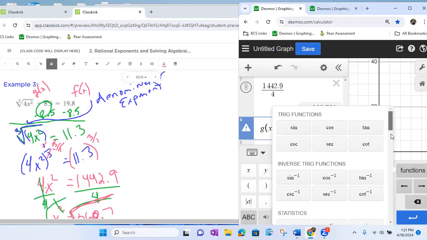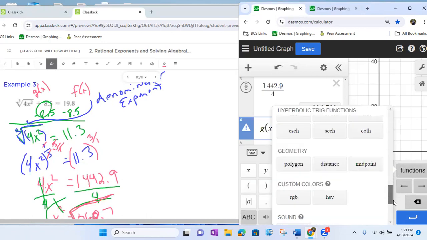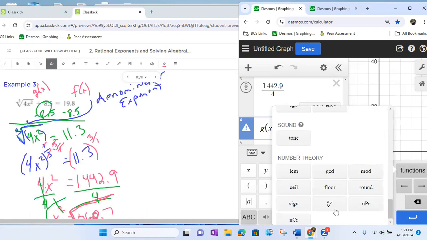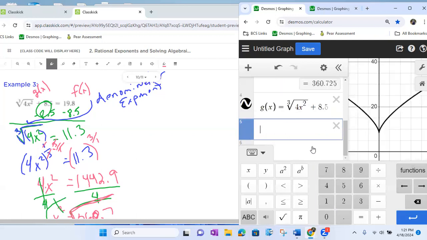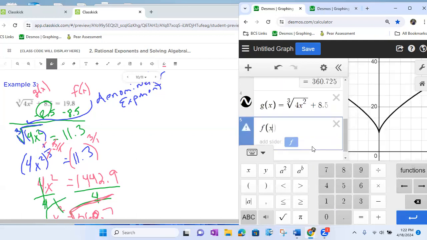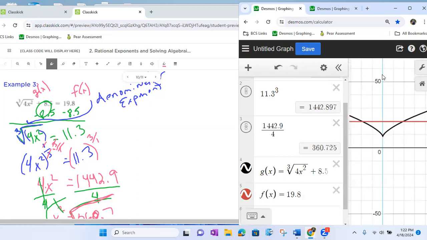I'm going to go to functions and scroll all the way down until I find the root with an n. Then I'm going to put 3 for the cube root. Inside that cube root, I'm going to write 4x squared. I'm going to push that positive 8.5 outside of that cube root. Then I'm going to give the other one a name, f of x equals 19.8. And what I'll be doing is looking for that solution set.